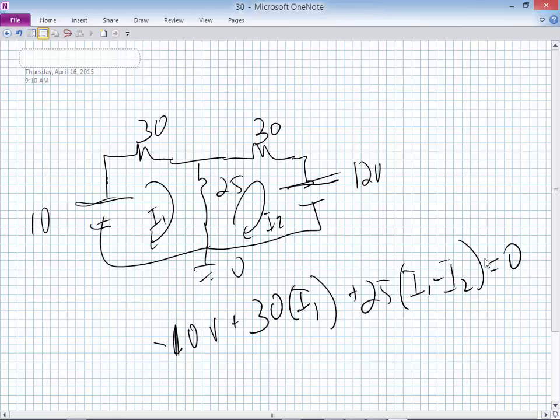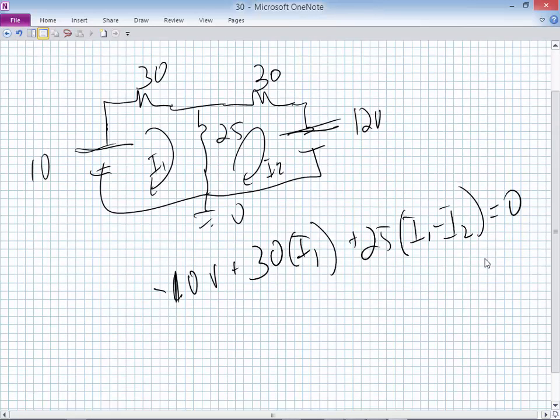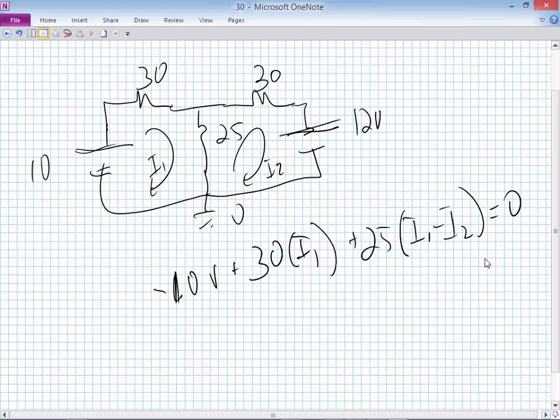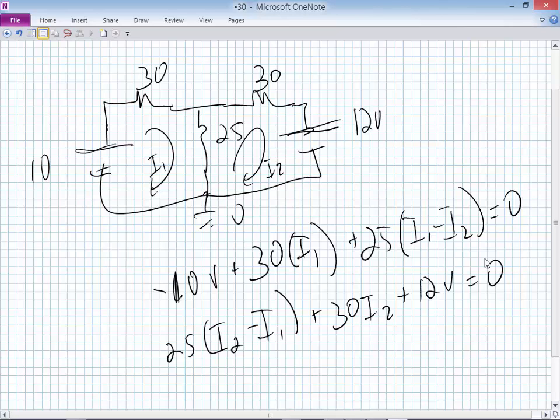right? Again, I'm just writing, they're starting at the same point here. 25 times I2 minus I1, because I'm going around this loop here, so I follow that there, plus 30 times I2. This particular time, I have a drop across the 12 volts, so it's plus 12 volts is equal to 0, right? That's Kirchhoff's voltage law. You should be able to do those when you're asleep.